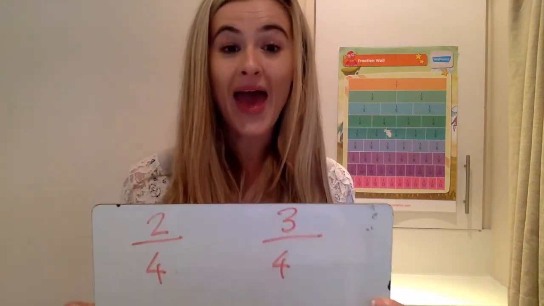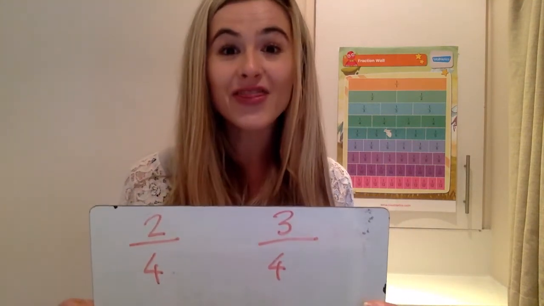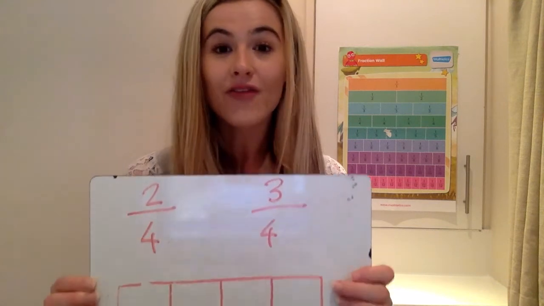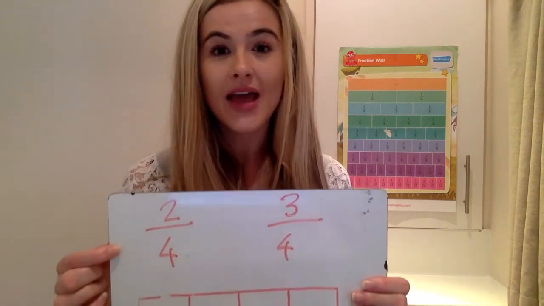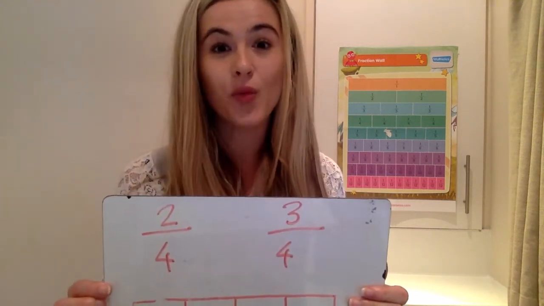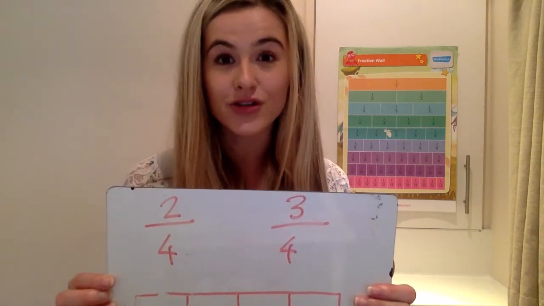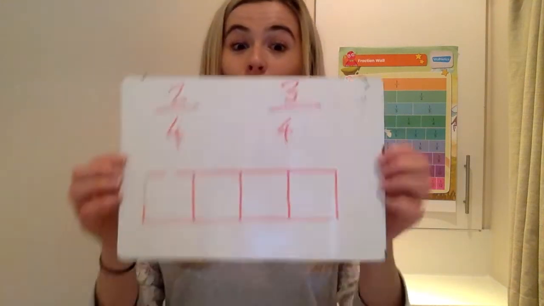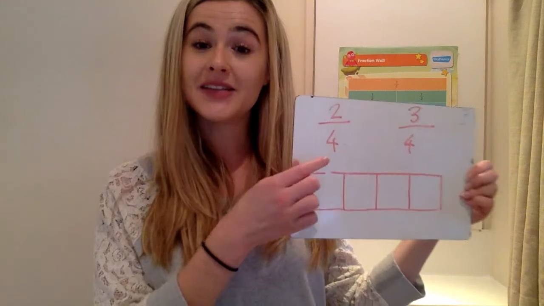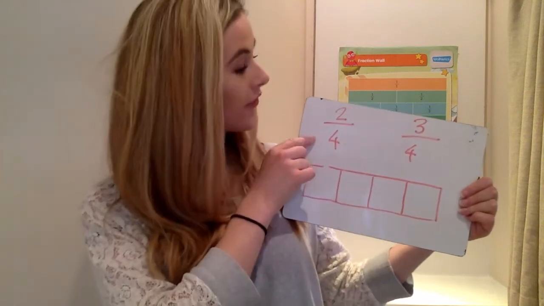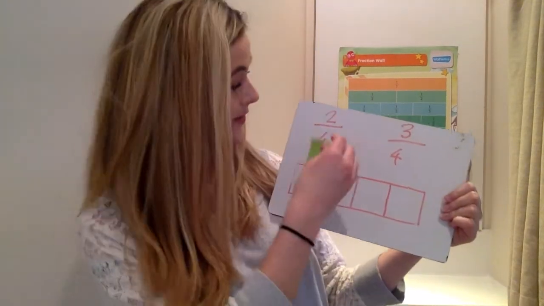I'm going to compare 2/4 and 3/4. If I'm looking at quarters, how many equal parts will my whole be divided into? 4, well done, because my denominator is 4, so it's divided into 4 equal parts. If I look at 2/4, I need 2 of those equal parts. So let's put those in.